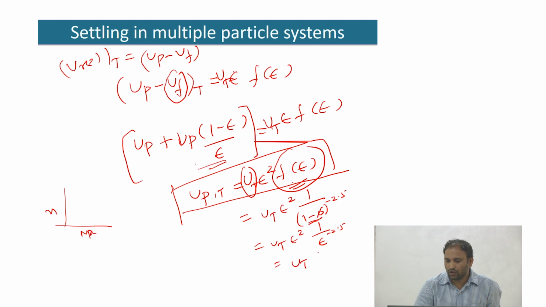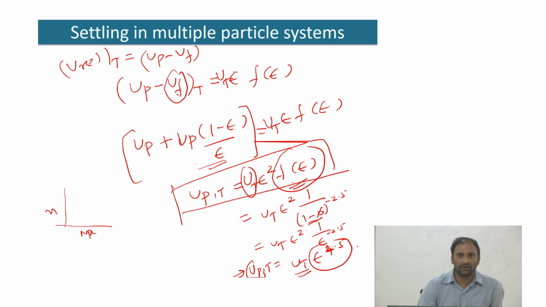So therefore your ut basically becomes epsilon to the power of 4.5. Your u_p relative, where p stands for the particles, is the terminal velocity of the particle which is settling in a multiparticle system, where hindered settling becomes important. It basically goes as the free settling velocity multiplied by epsilon to the power of 4.5, and of course there are some conditions under which this is applicable.